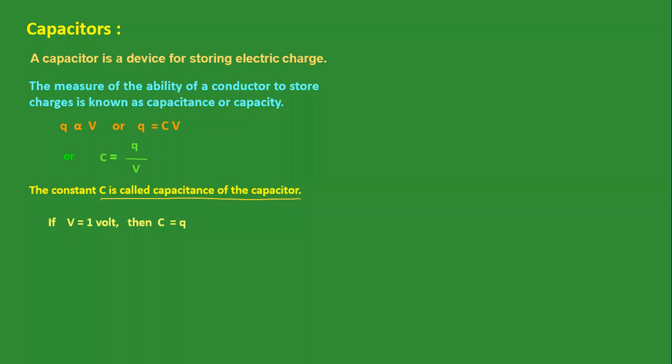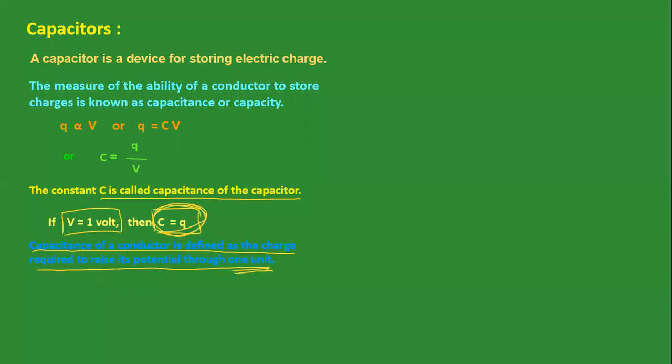If I consider V is 1 volt, then C is equal to Q. It means capacity is charge per unit volt, or charge per unit potential difference. Or you can write: capacitance of a conductor is defined as the charge required to raise the potential by 1 volt, by unit volt.